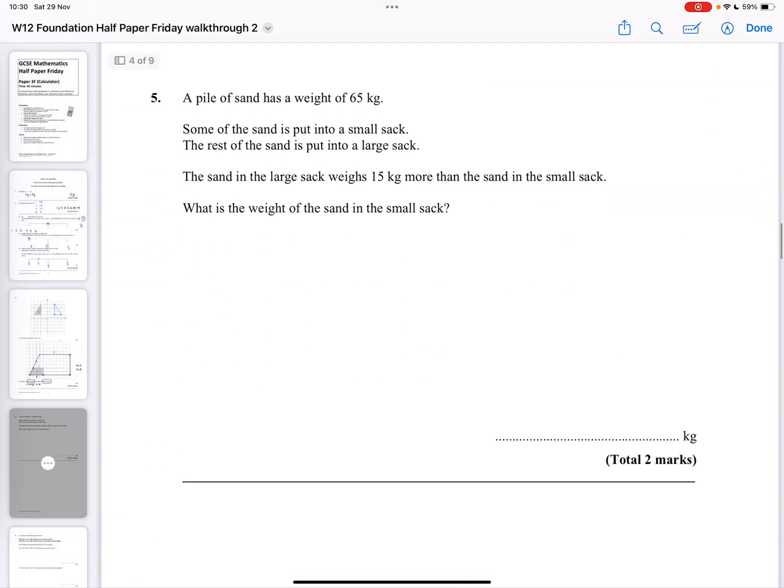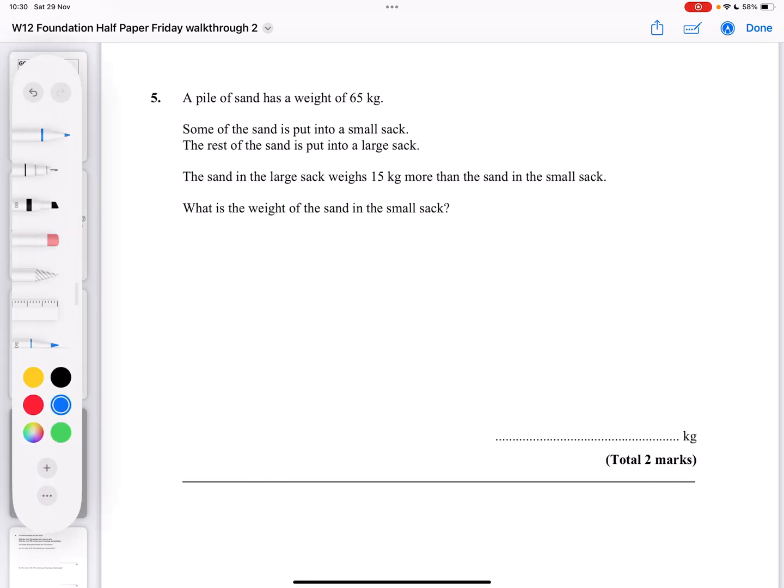Question 5. A pile of sand has a weight of 65 kilograms. Some of the sand is put into a small sack and the rest is put into a large sack. The sand in the large sack weighs 15 kilograms more than the sand in the small sack. What is the weight of the sand in the small sack?